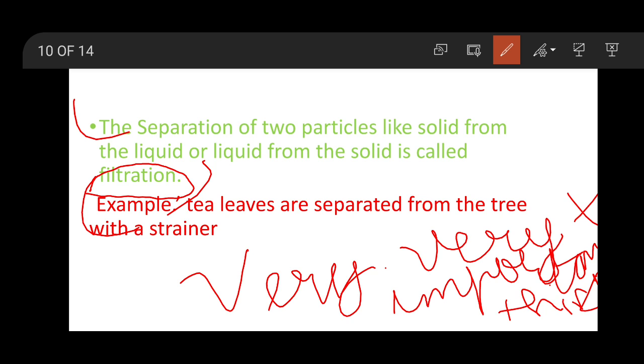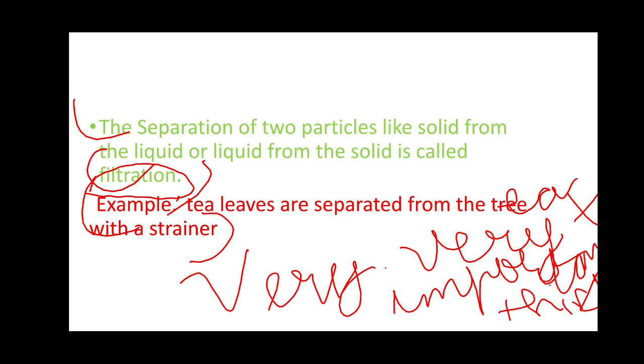Here is an important example. Tea leaves are separated from the tea with a strainer. This is tea. So this is the definition of filtration. Let's move ahead.